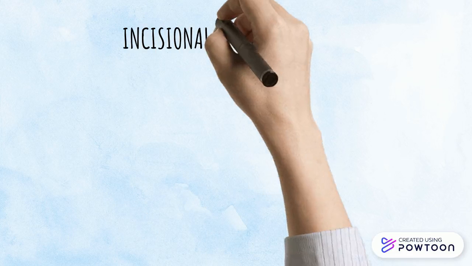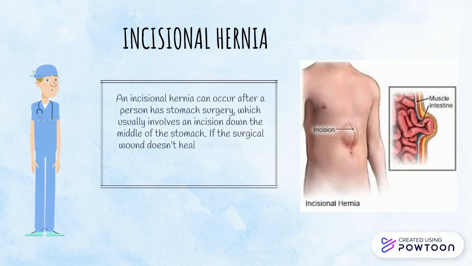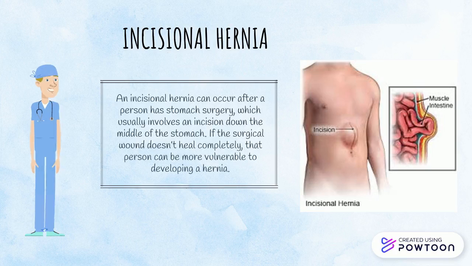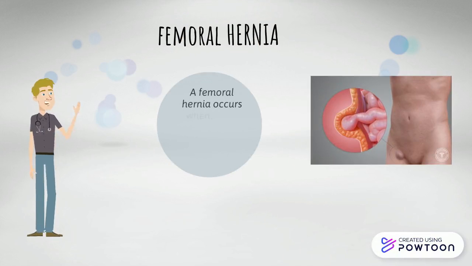Incisional hernia. An incisional hernia can occur after a person has stomach surgery, which usually involves an incision down the middle of the stomach. If the surgical wound doesn't heal completely, that person can be more vulnerable to developing a hernia. Femoral hernia. A femoral hernia occurs when tissue pushes through a weak point in the groin area.